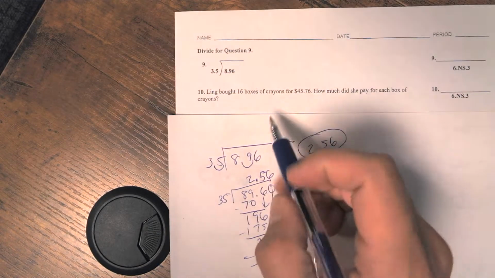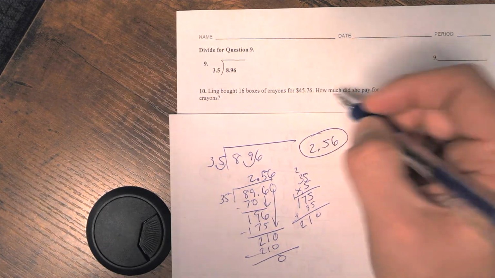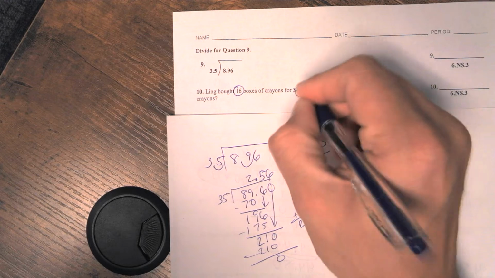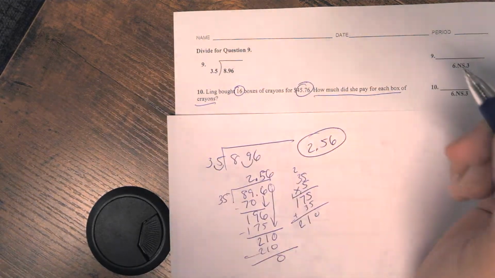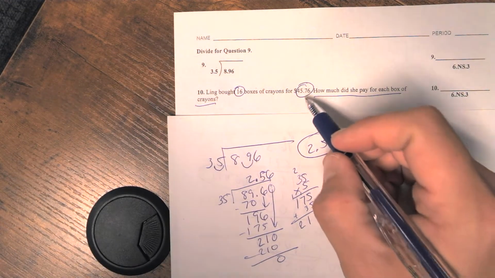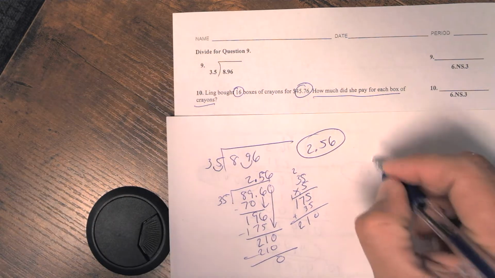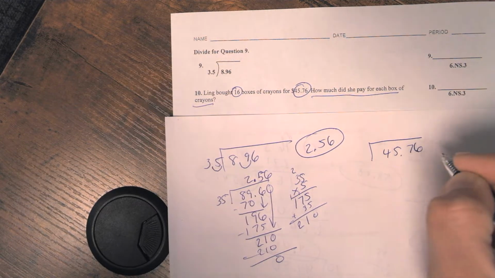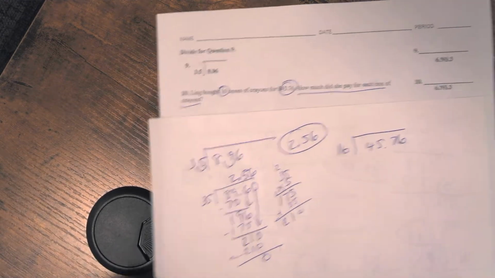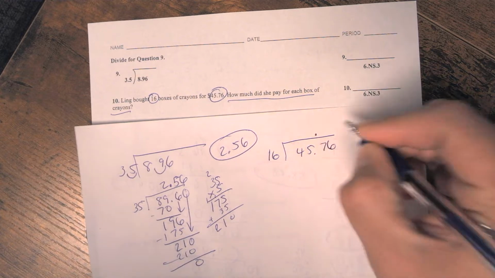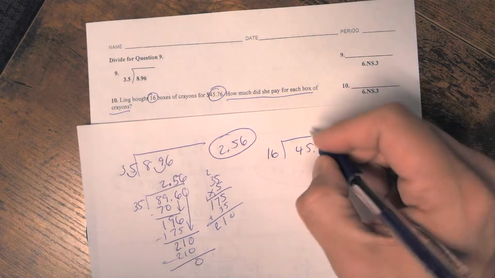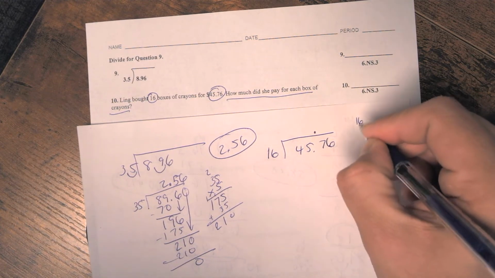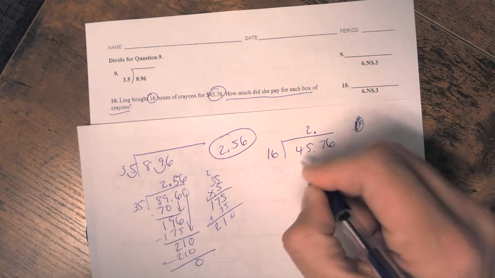Okay, number 10. Ling bought 16 boxes of crayons for $45.76. How much did she pay for each box of crayons? So we're going to circle that, underline this. Okay, since she bought something and she bought 16 of it, we're going to do division on this one. 45 and 76/100ths divided by 16. Okay, no decimal, so we can go right into it. 16 goes into 45 2 times, I think. Yes, 2 times.